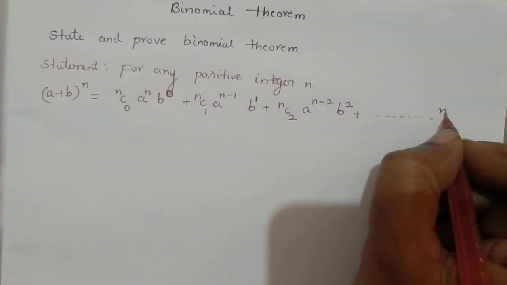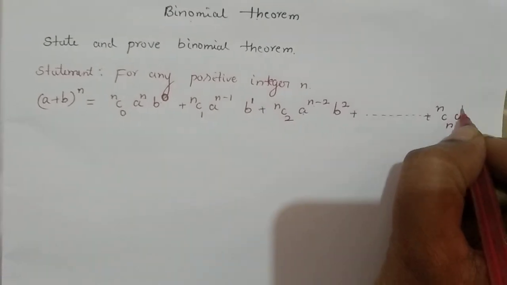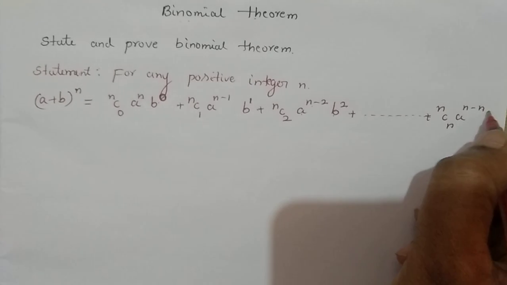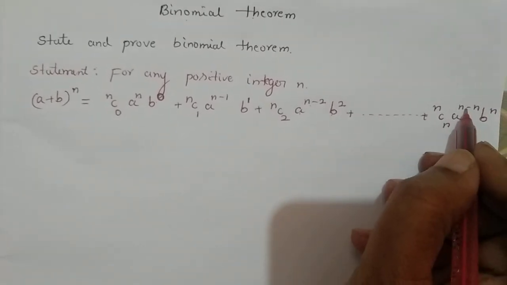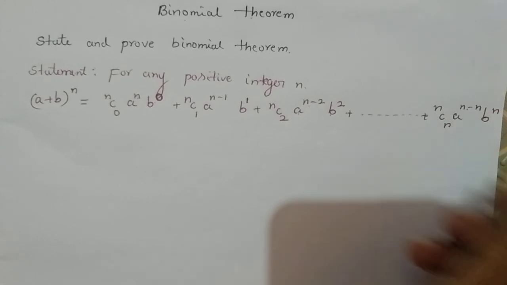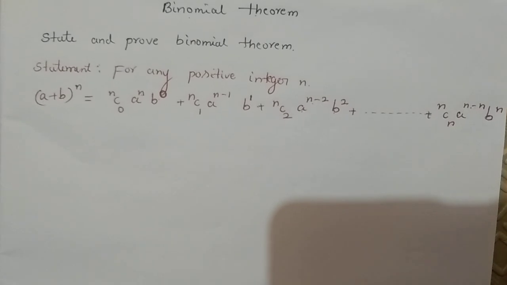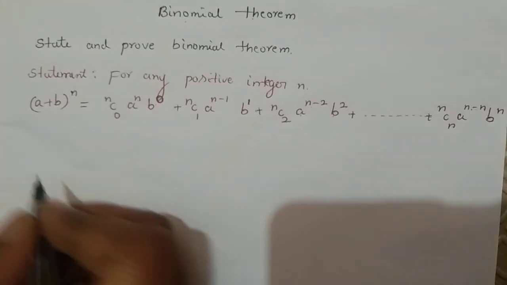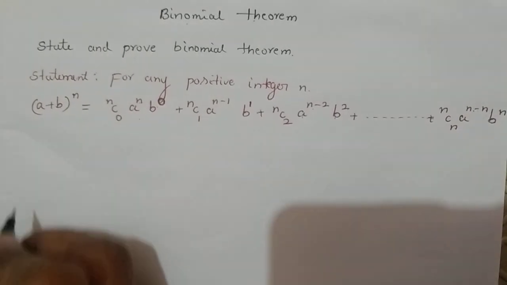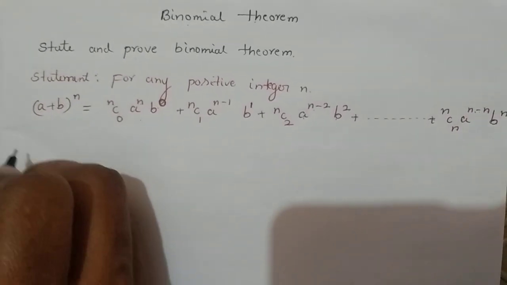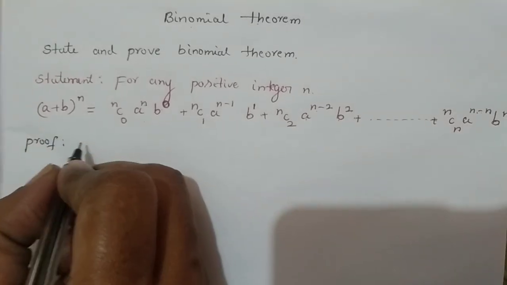Then the last term is nCn, a power n minus n, b power n. A power n minus n, or you can write a power 0, b to the power of n. Both are correct. So this is the statement of the binomial theorem. So how to prove this one? Both left hand side and right hand side are equal. To do the proof we are using the mathematical induction method.